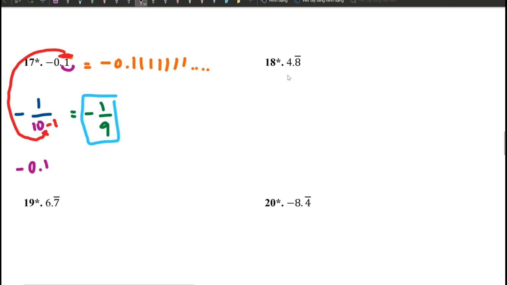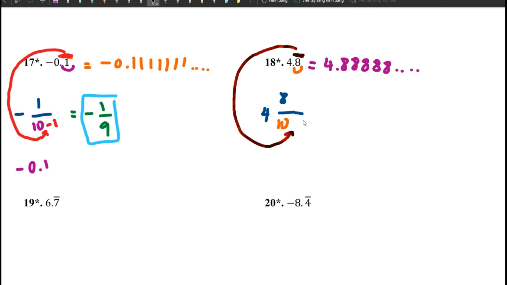Okay. Same thing over here. So this will be 4.8 with 8 repeating. It looks like this: 4.88888 forever. So we're going to put 4 whole, 8 over. What do you think 8 over? What number should be at the denominator? Okay, that will be 10, right? And then the repeating bar will turn into minus 1. That will give you 4 and 8 over 9.